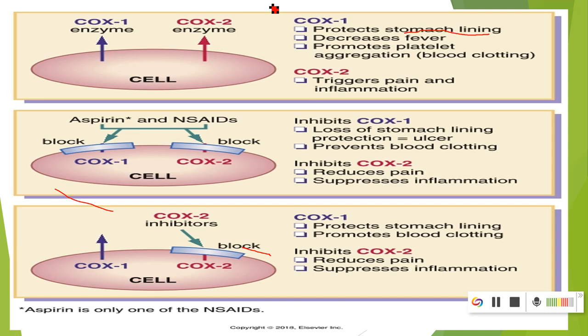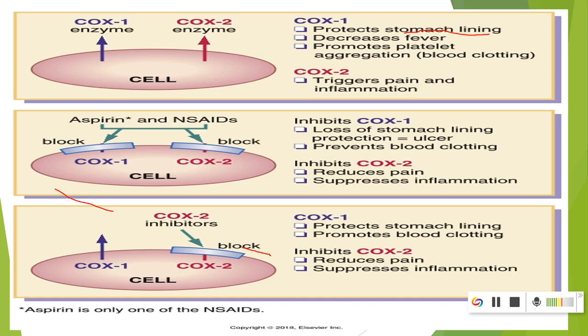COX-1 used to protect the stomach lining. If you inhibit it, what's going to happen? We lose that protection, right? That's why you see a lot of people having gastric issues if they are on aspirin or NSAIDs for a long period of time.